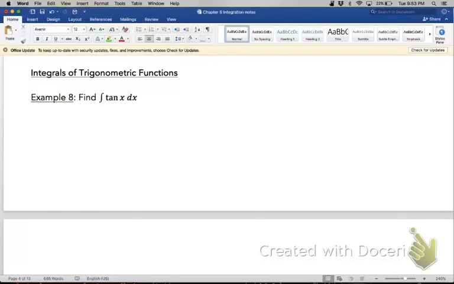Okay, so trig functions. This is where this starts getting really cool because I think this is like a puzzle. If you don't like puzzles, I'm sorry, you're probably not gonna love this, but I think this is pretty neat. So we want to find the integral of the tangent of x.